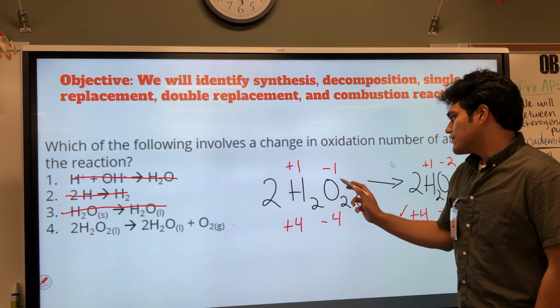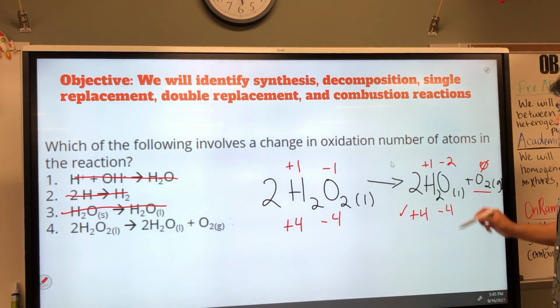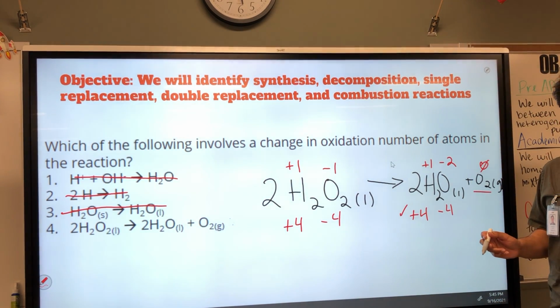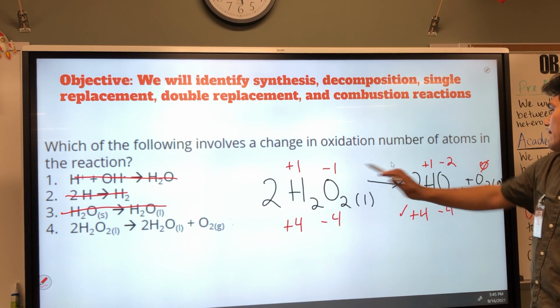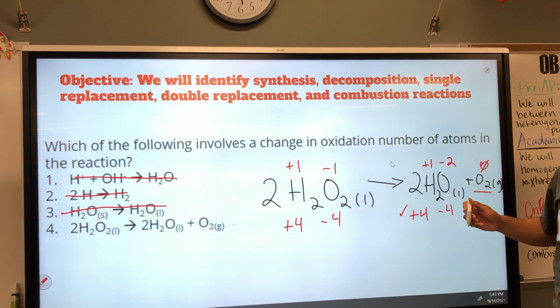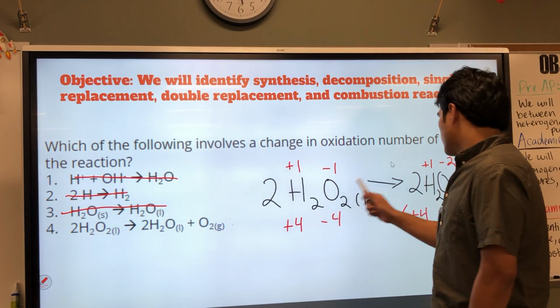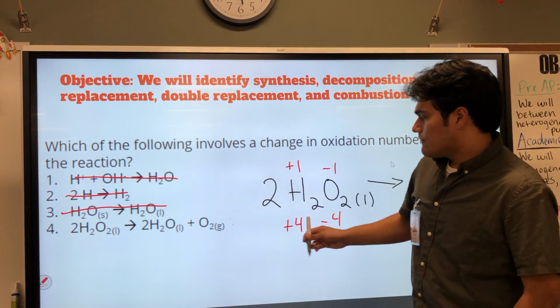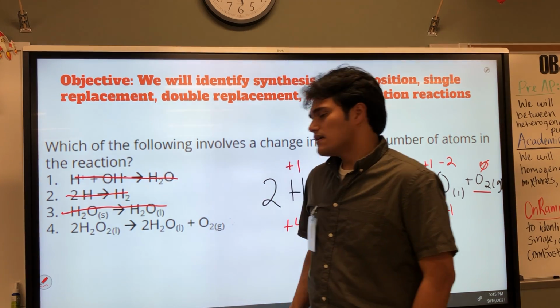Oxygen, however, as you can see, its oxidation number went from -1 to -2. Okay, so that means that our oxidation number for oxygen was reduced. So we had a reduction right there in the oxygen, and therefore this right here is going to be our reduction reaction.